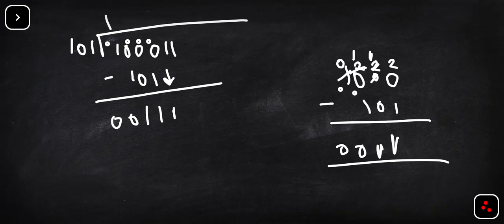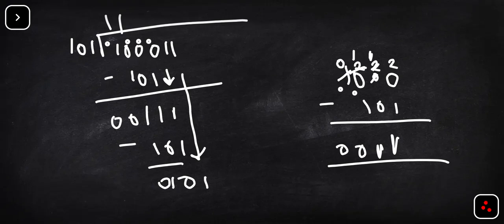101 into 111 is 1. 101 times 1 is 101. We subtract, this is 0, this is 1, this is 0. Then, after subtracting, you must always bring down the next one, and you see it works. 101 into 101 is 1. And 1 times 101 is 101, and we get 0, 0, 0.